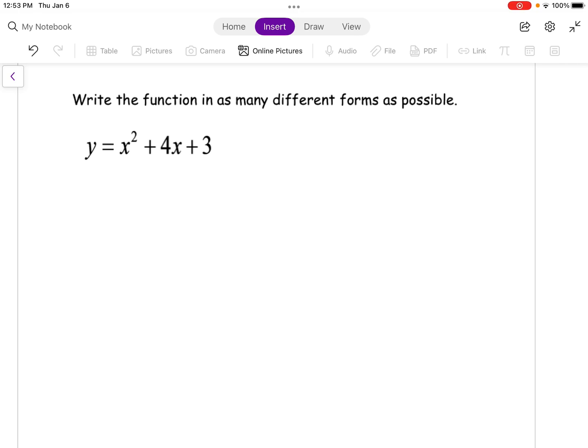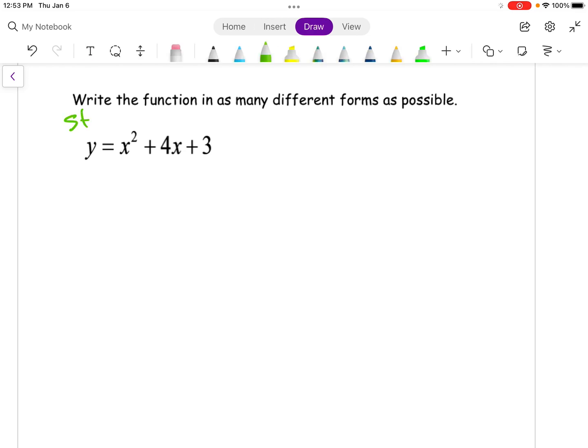All right, so we're going to keep talking about quadratic functions. So I have one here. We have y equals x squared plus 4x plus 3. And we want to, it says, write that function in as many different forms as we possibly can. So one form we know, like this one, is in what we call standard form, right?